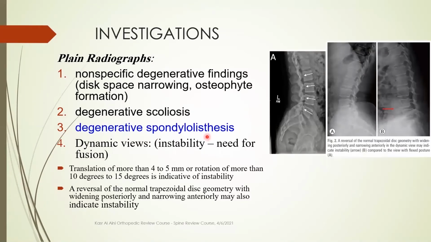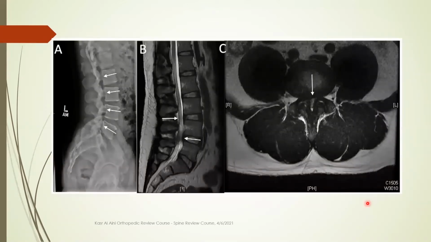Investigations include plain radiographs with non-specific degenerative findings, osteophytes, disc space narrowing, others like degenerative scoliosis, spondylolisthesis, and dynamic views for instability, with translation of 4 to 5 millimeter or rotation of 10 to 15 degrees between flexion and extension, suggestive of instability. Here you can see clearly the significant reduction in length of the pedicle, suggestive of congenital stenosis.